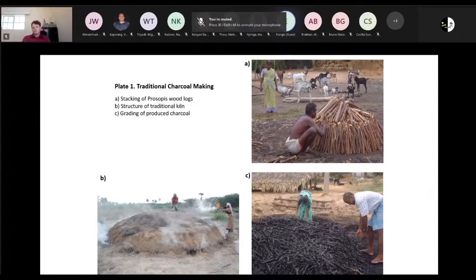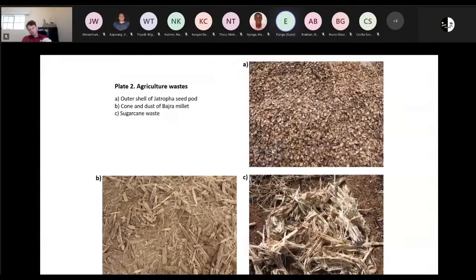Here the photographs show the traditional charcoal making, especially for Prosopis juliflora. The first photograph is stacking of Prosopis woodlots. The second one is the structure of the traditional kiln. The last one is the grading of produced charcoal, removing the dust and soil and other things, collecting the good charcoal. Here you can see the photographs: the first one is Jatropha seed pod, seed cover. The second one is cob and dust of bajra millet. And the third one is sugarcane trash, the waste. These are the agriculture wastes we tested and experimented with to convert into biochar.